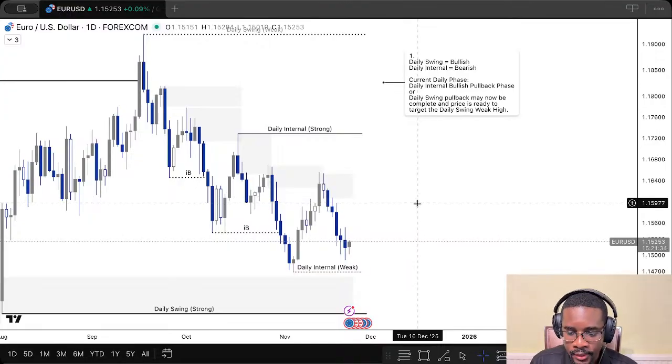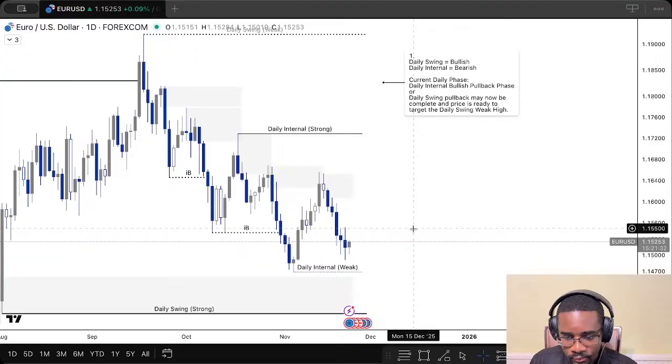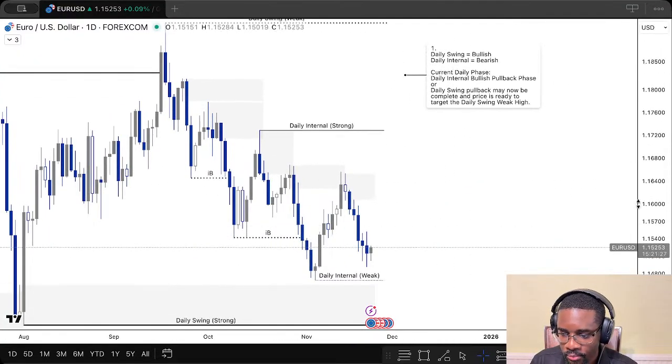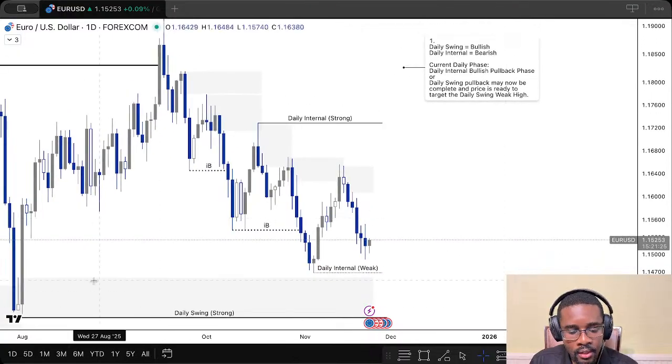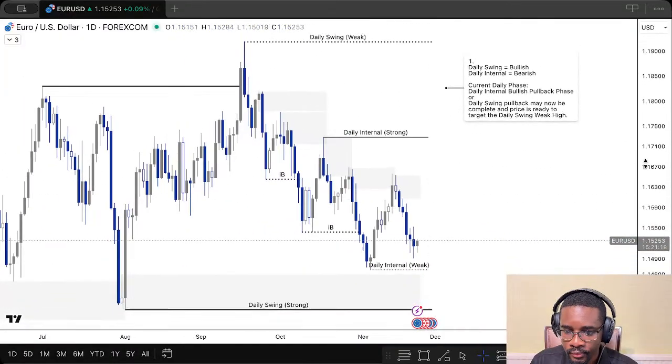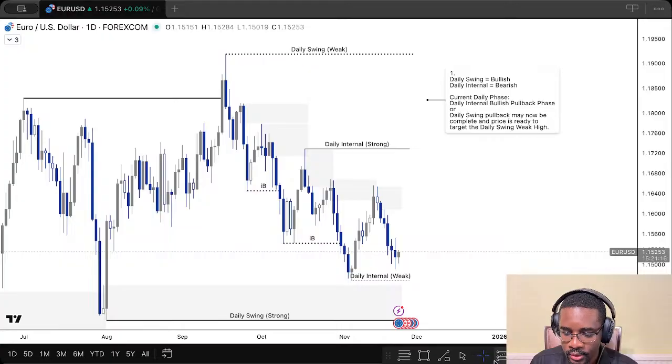Looking at the daily, pretty much the bias has not changed. The daily swing is bullish.